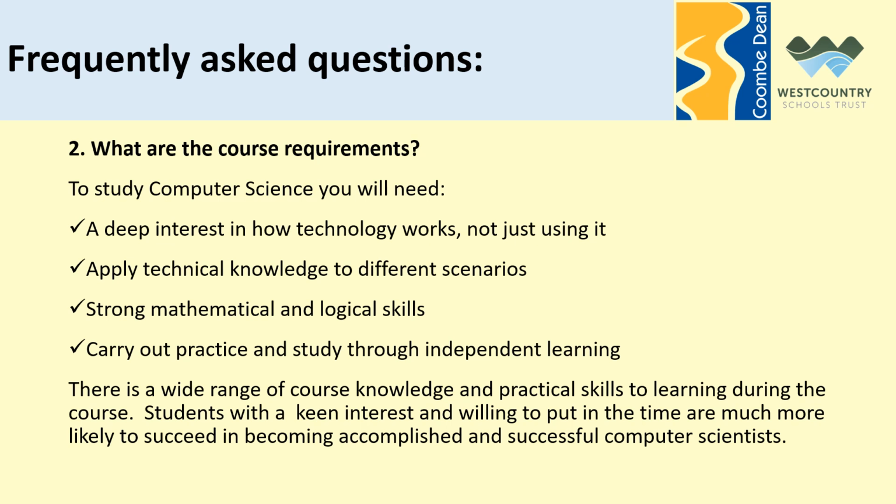So what are the course requirements? To study computer science, we look for students that have a deep interest in how technology works, not just using it. That is the key difference between computer science and ICT. In computer science, we are looking really in depth at how things work, and we will often spend quite a lot of lessons not even logged onto computers, but looking at the theory side rather than just using computers. So it's very clear that students have an interest in how it works, not just using it.